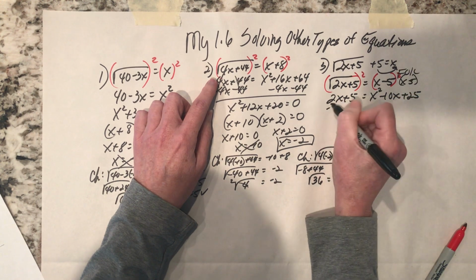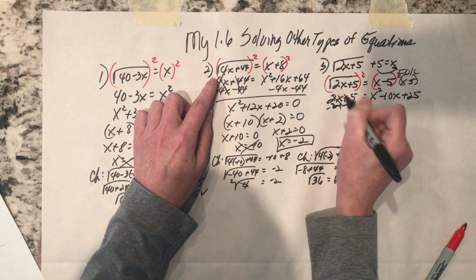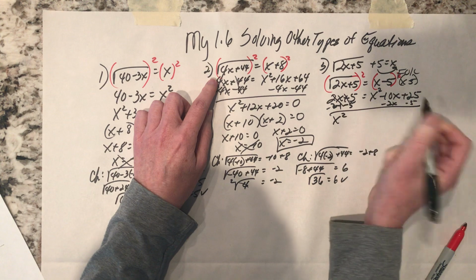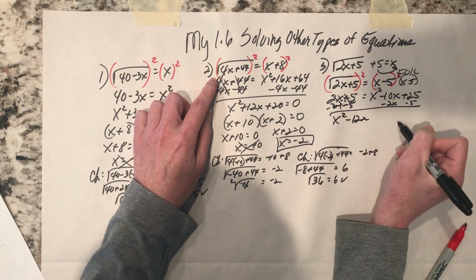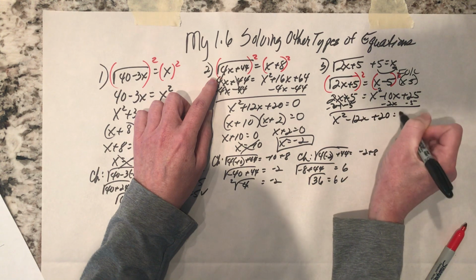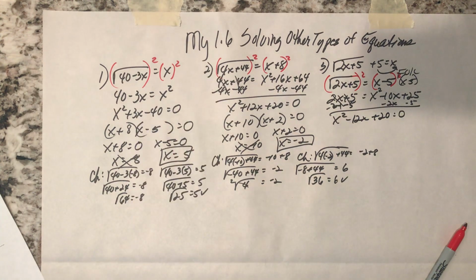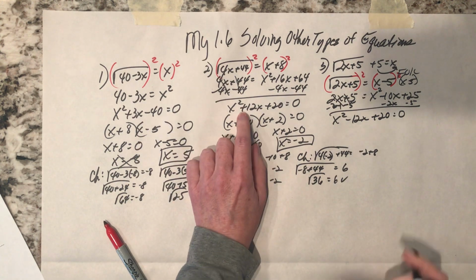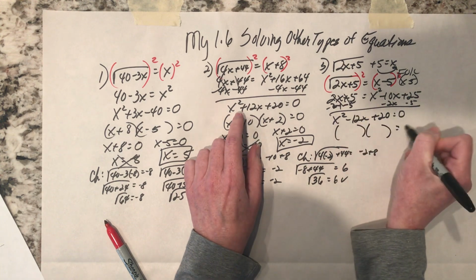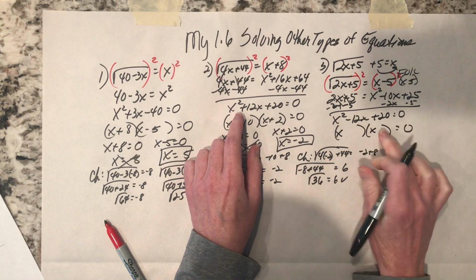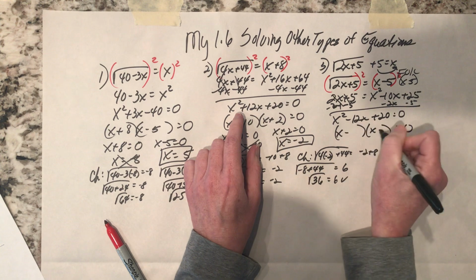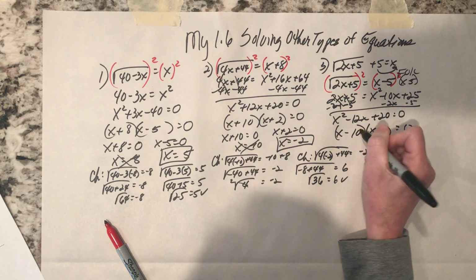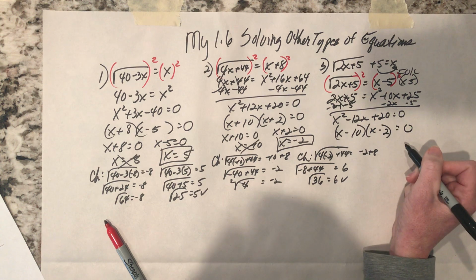Move these guys over, minus 2x and minus 5. So we get x squared minus 12x plus 20 equals 0. We're going to end up with the same factoring problem as the previous problem, except we've got a minus here. Set up two sets of parentheses. The signs need to match, and they both need to be negative. What two numbers multiply to give you 20 that add together to give you 12? So we get 10 and 2.